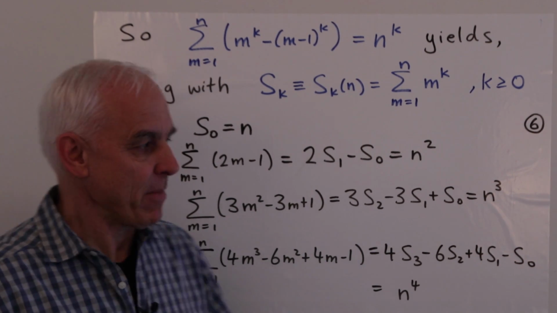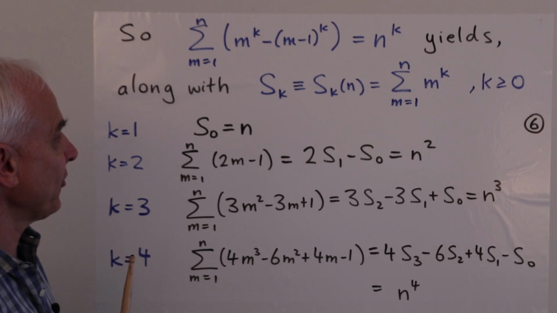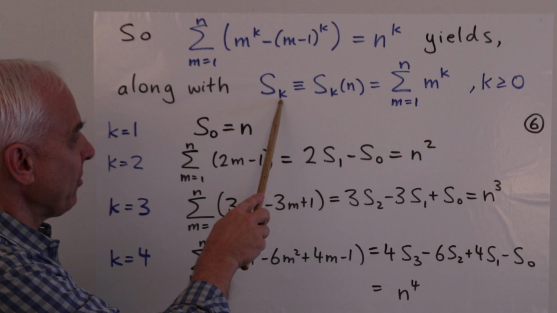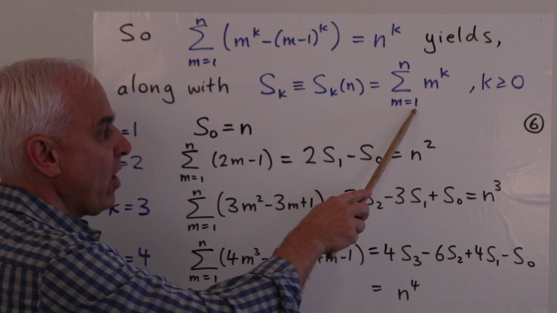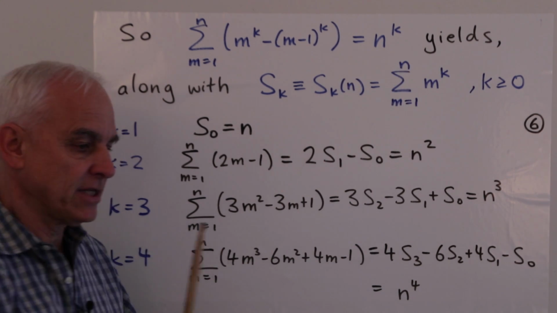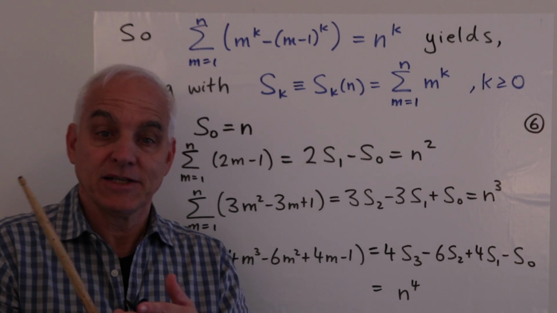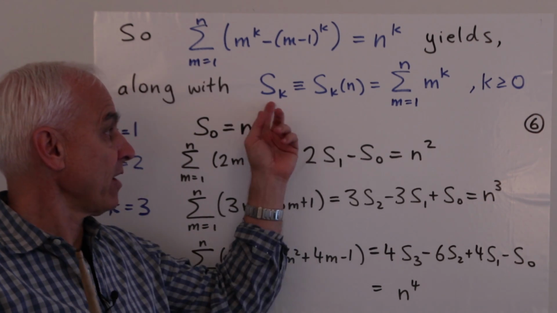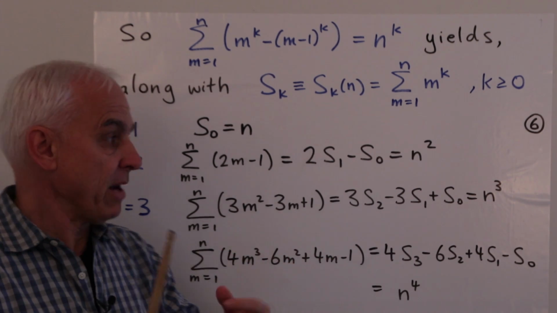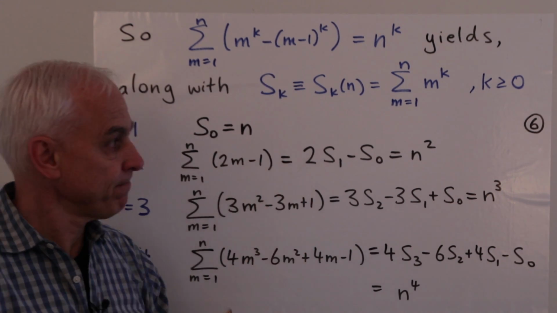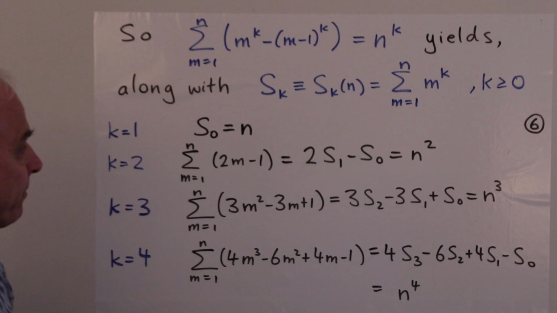All right, so here's now the heart of the matter. Here is the expression that we've just established with this telescoping series. And let's define s sub k to be what we called s sub k of n before. The sum from m equals 1 to n of m to the k. So this is the quantity that we're interested in. This is a polynomial in n that is the sum of the kth powers, the kth powers from 1 to n. And it is a polynomial in n, but let's just call it s sub k. And k runs from 0, 1, 2, 3, etc.